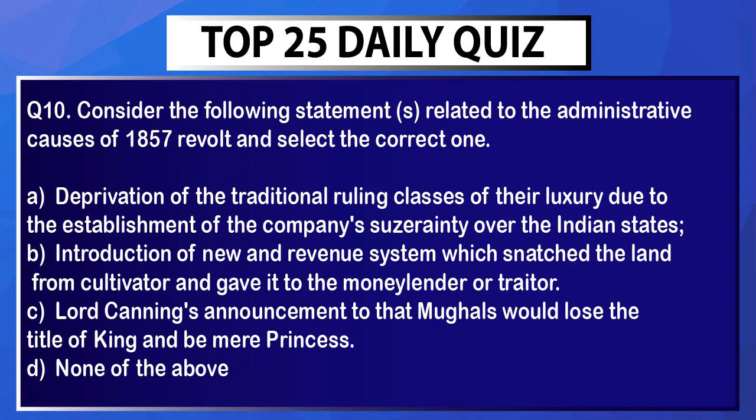Question 10th. Consider the following statements related to the administrative causes of 1857 revolt and select the correct one. Option A. Deprivation of the traditional ruling classes of their luxury due to the establishment of the company's suzerainty over the Indian states. Option B. Introduction of a new land revenue system which snatched the land from the cultivator and gave it to the moneylender or trader. Option C. Lord Canning's announcement that Mughals would lose the title of king and be mere princes. Or option D. None of the above. The correct answer is option C. Lord Canning's announcement that Mughals would lose the title of king and be mere princes.